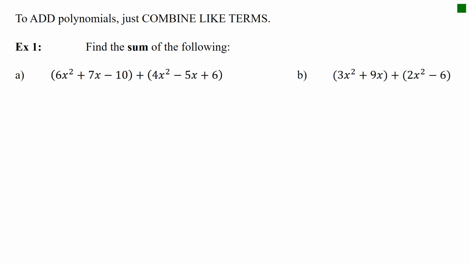Example 1, to add polynomials, we're just going to combine like terms. So example 1 says, find the sum of the following. Sum, remember, is the answer to an addition problem. If you look at example A, we're combining 6x squared plus 7x minus 10 with the quantity 4x squared minus 5x plus 6. Now, technically when we see parentheses, we should be thinking about distributive property, but in front of each one of these is a positive 1, and we already know that multiplying by positive 1 will not change anything. So I'm just going to bring everything down, but I'm dropping the parentheses.